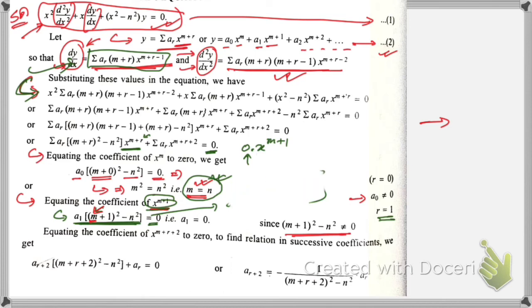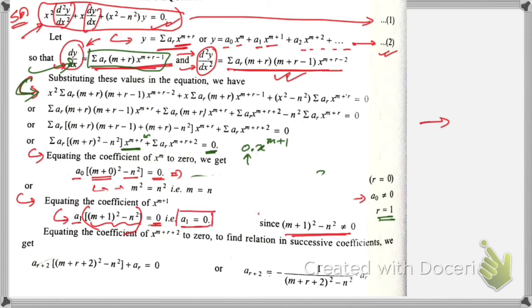So that is why we can write that m plus 1 whole square minus n square is not equal to 0. If it is not equal to 0, then from this equation we get a1 is equal to 0, because you see, now the product of these two is equal to 0. It is possible when any one of these two or both of them are equal to 0. So here we have got that this part is not equal to 0, so the only possible chance is a1 is equal to 0.